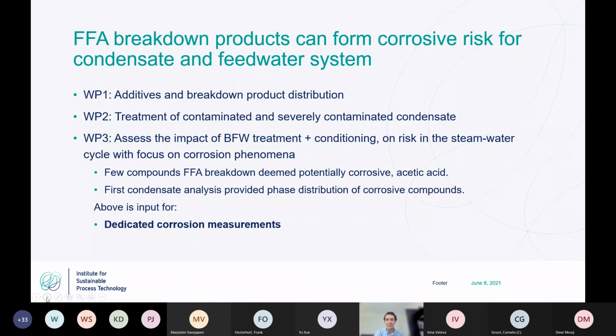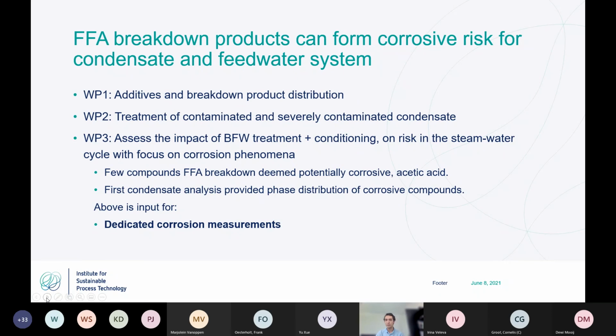First, I would like to relate the work package to the other work packages. So work package 1 provided an insight on the phase and the condition of chemicals in the water steam cycle, while work package 2 provided insights on the novel methods to treat the contaminated condensate. Work package 3 assesses the impact of these boiler feed water treatments and conditioning on the risks in the water steam cycle, with a focus on the corrosion phenomena.